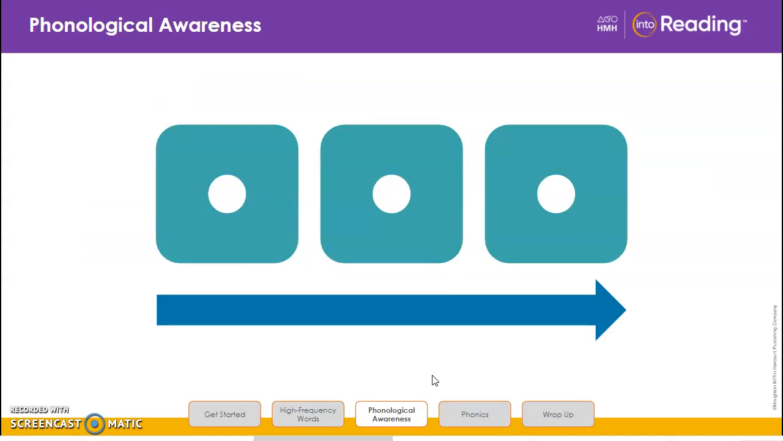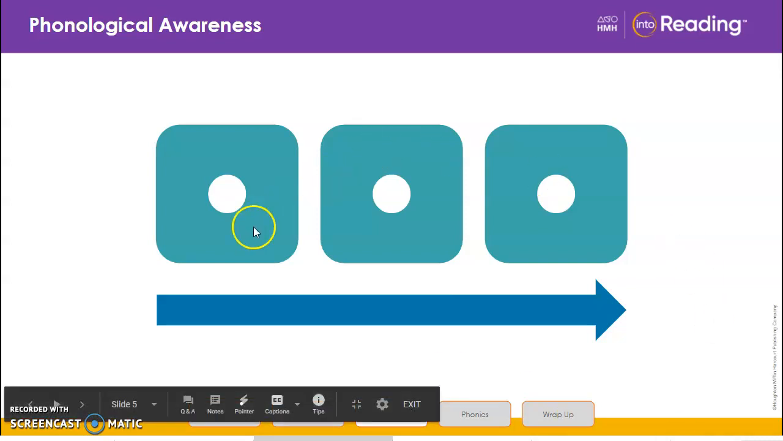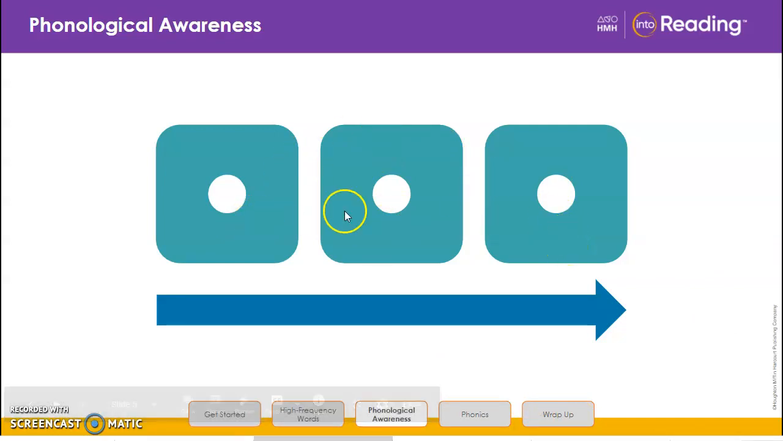Now let's play with the sounds in words. Remember that you learned you can blend sounds to say words? I'm going to say the sounds in a word, and you will blend them. Look at the tiles on the screen. Each tile represents one sound in a word. Listen as I do the first one. These are the sounds. S, A, F. When I blend S, A, F, I say the word safe.